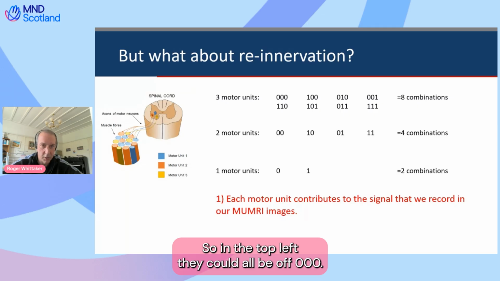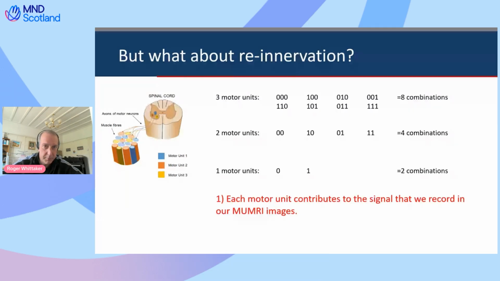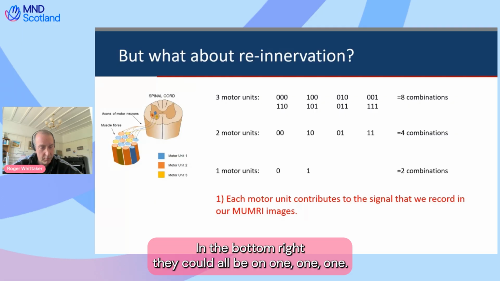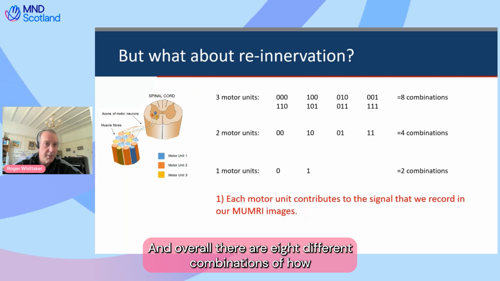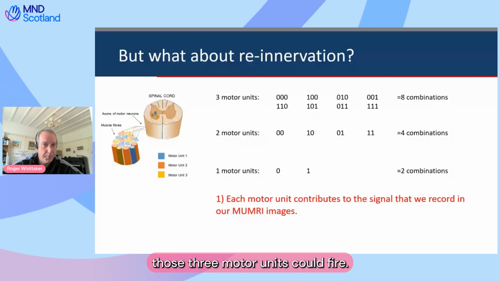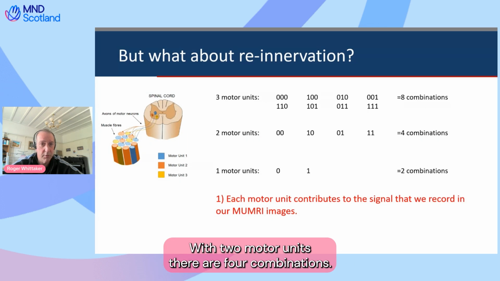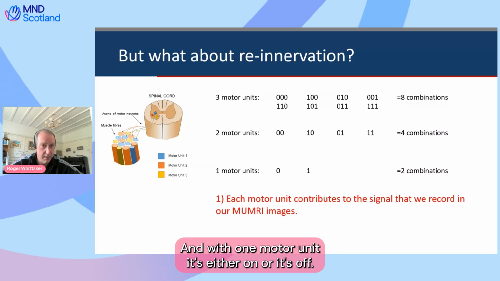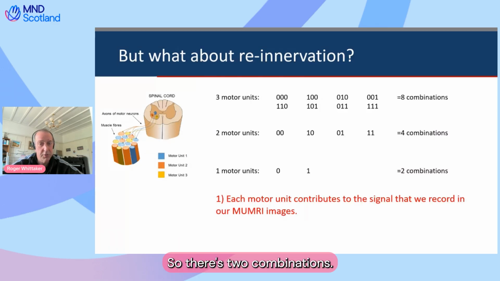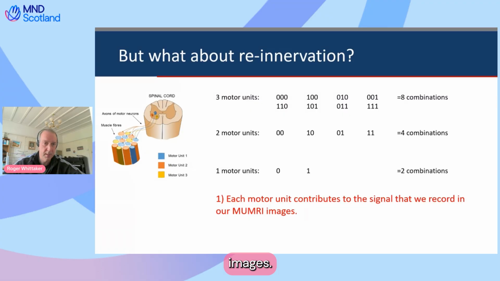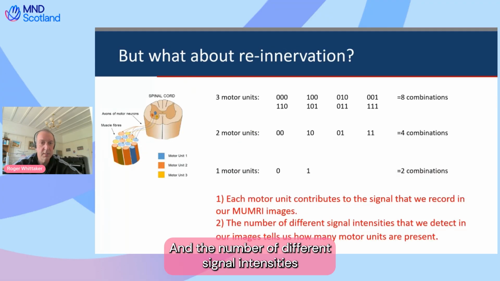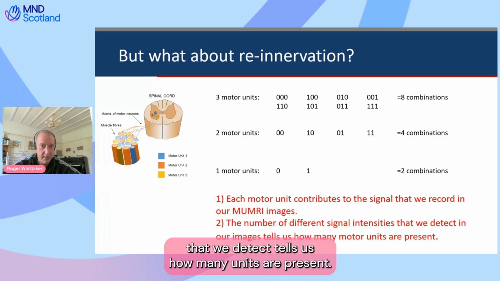So in the top left, they could all be off, 0, 0, 0. In the bottom right, they could all be on, 1, 1, 1, and then anything in between. And overall, there are 8 different combinations of how those 3 motor units could fire. With 2 motor units, there are 4 combinations, and with 1 motor unit, it's either on or it's off. So there's 2 combinations. So each motor unit contributes to the signal that we record in our MR images, and the number of different signal intensities that we detect tells us how many units are present.